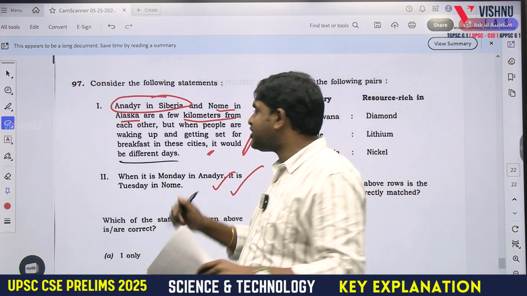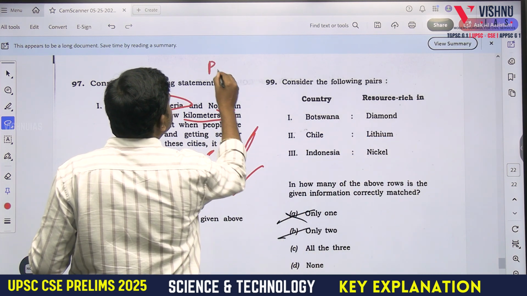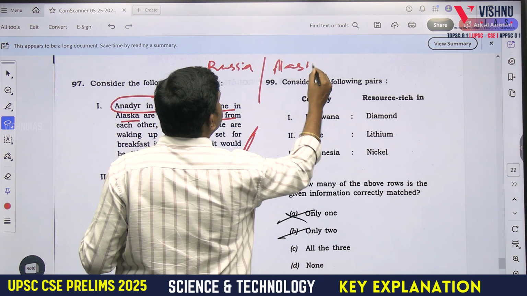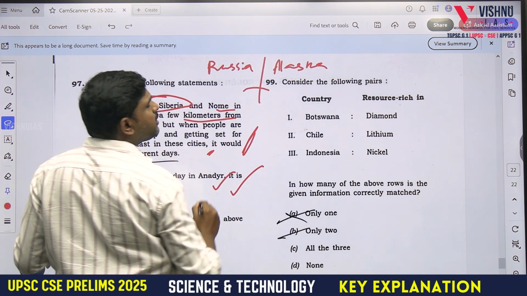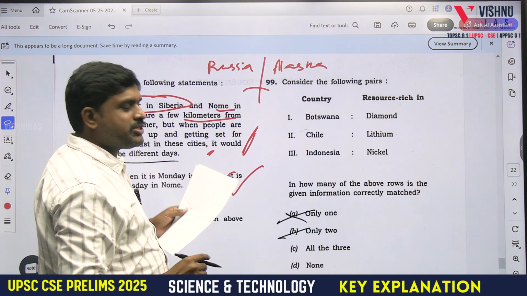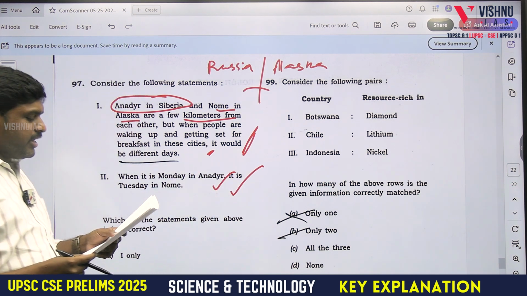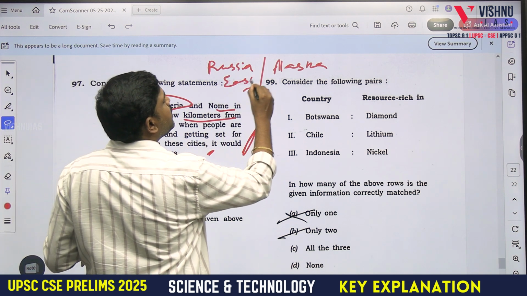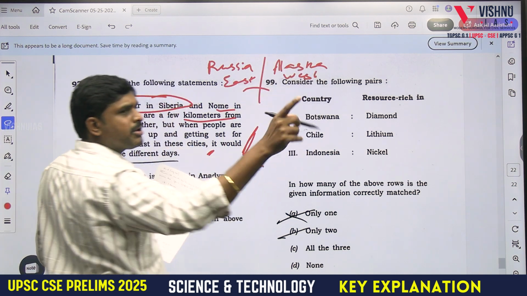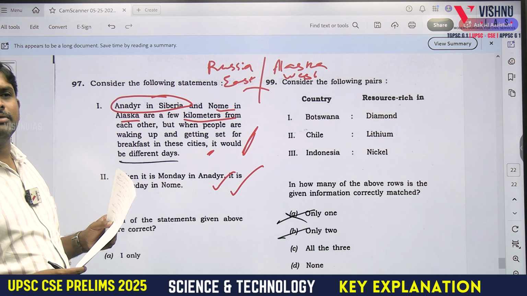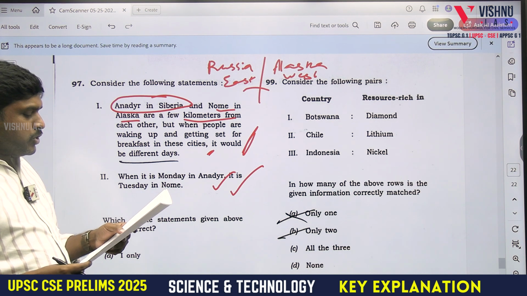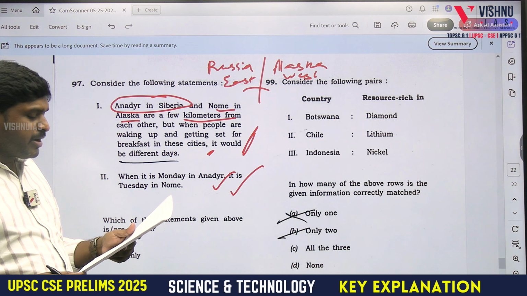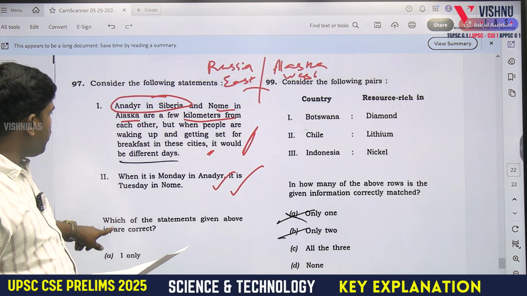See, Anadyr, Russia, it will be like this. Russia side means east of the world, and this side it will be Alaska, west of the world. So when we cross it, the day will change. Just remember the world map, there you can see west and east. Hence the International Date Line separates two consecutive calendars. So statement 1 is correct, that is only one.